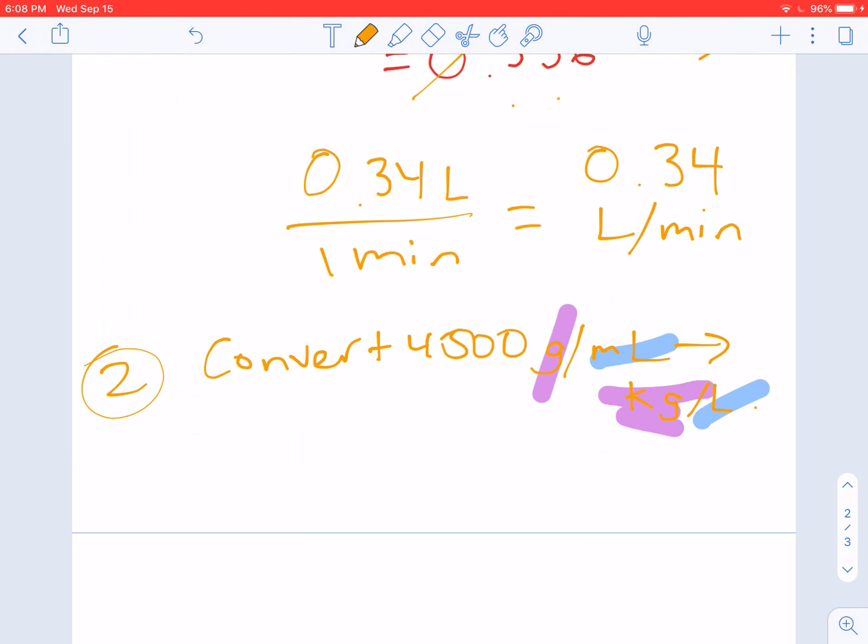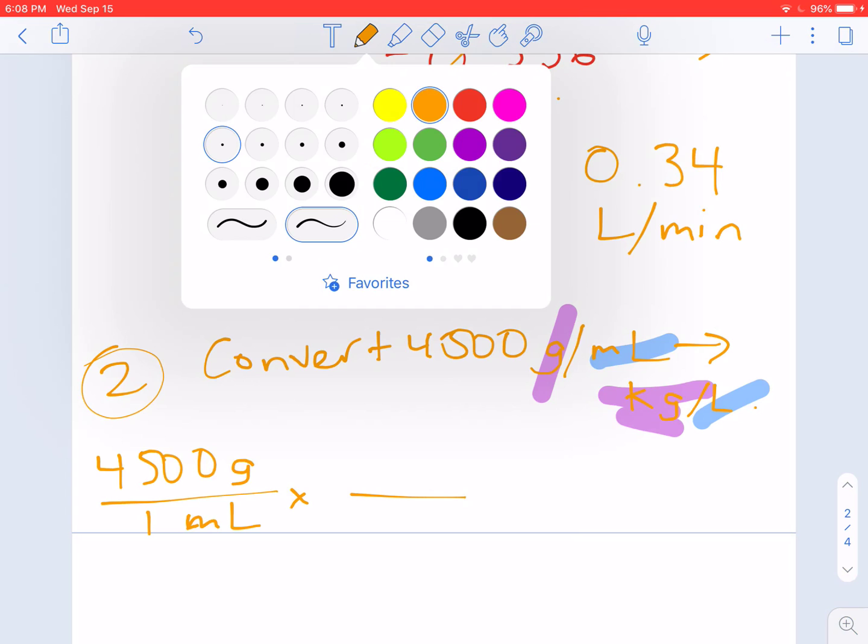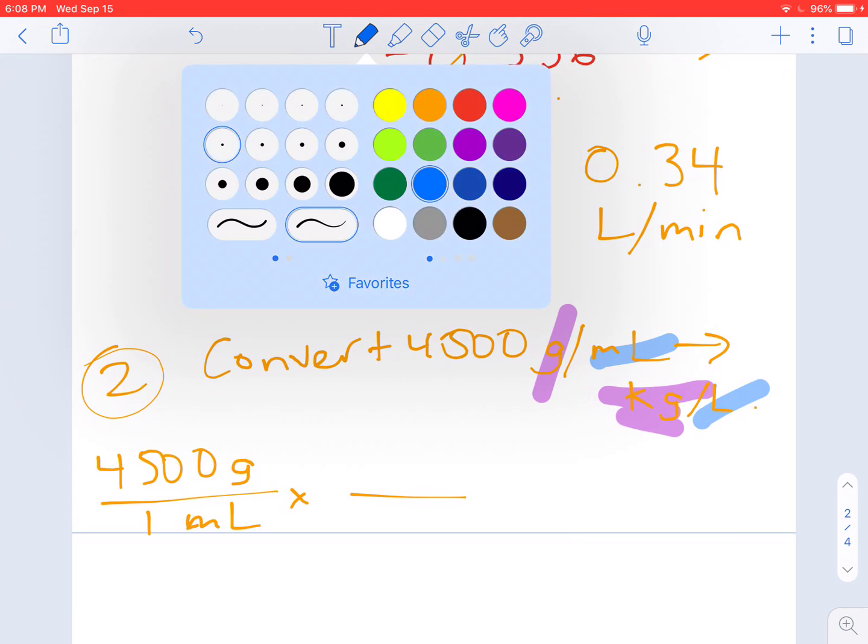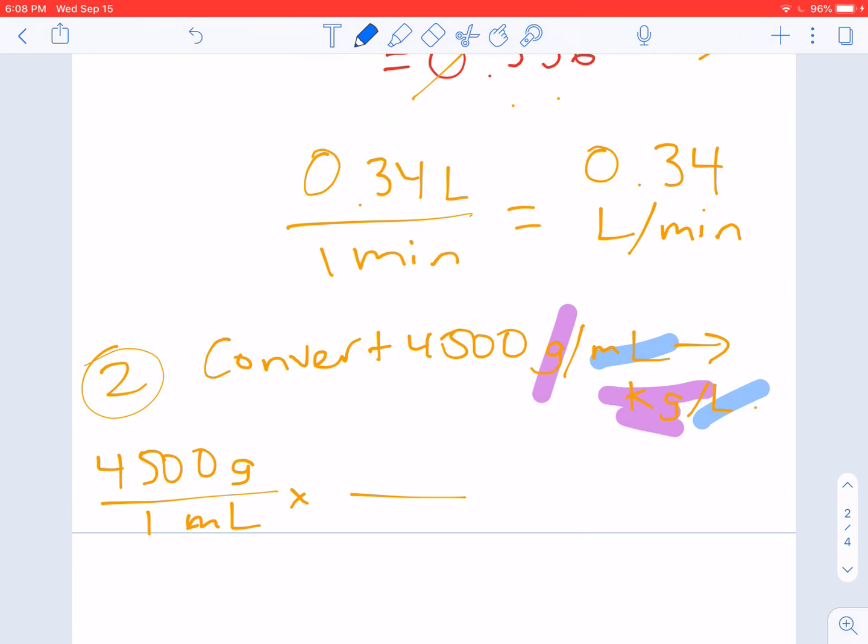As always, I'm going to set up my problem here. I have grams per milliliter. You can always put that 1 there if it's bothering you. Just to change it up here, I'm going to show you that it doesn't matter if I start with the grams or the milliliters. I've been typically starting with what's on top. I'm going to show you that starting on the bottom is just as good. I have milliliters on the bottom here. When I want to get rid of them, they go up here, and liters is going to go here.